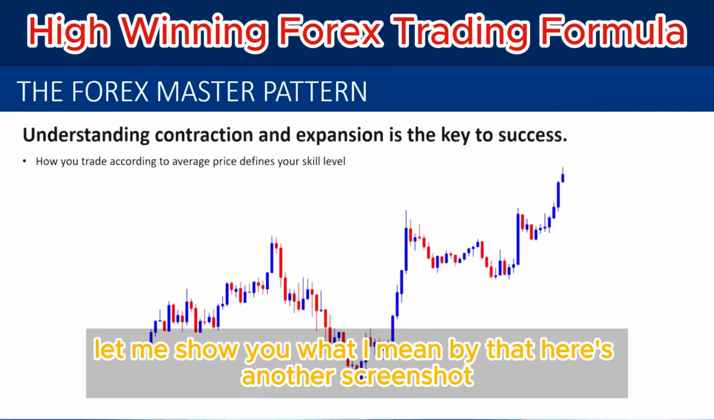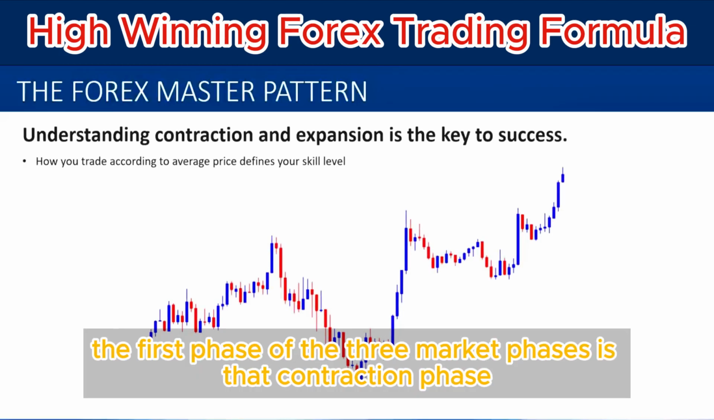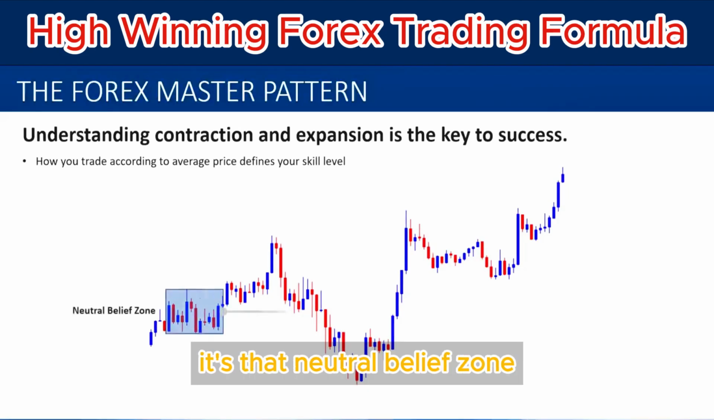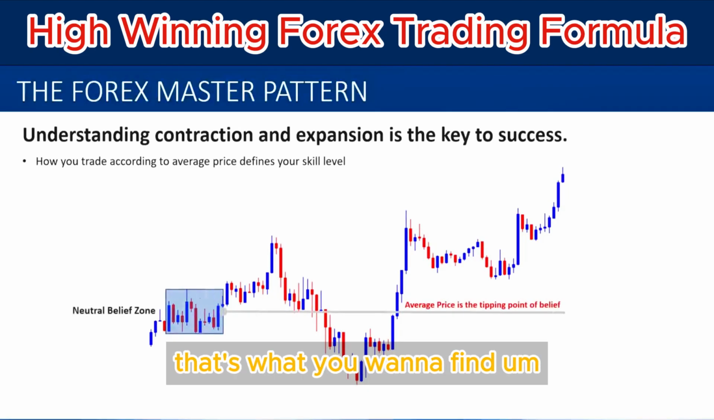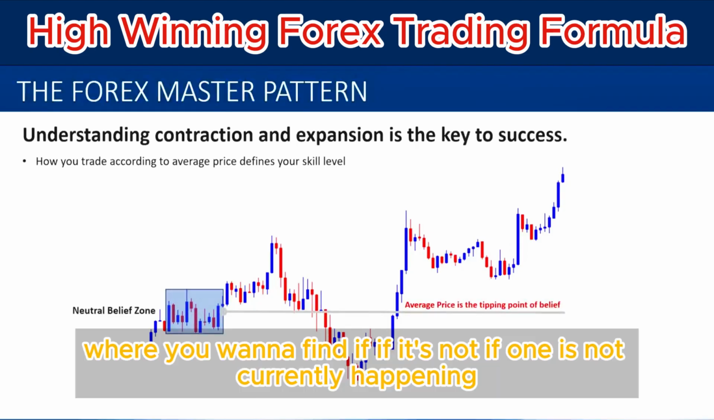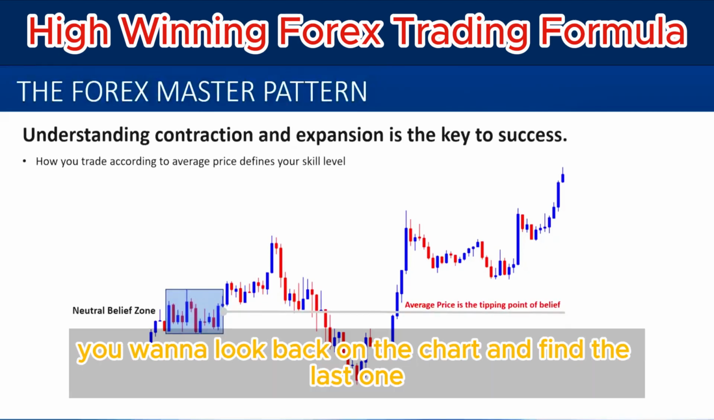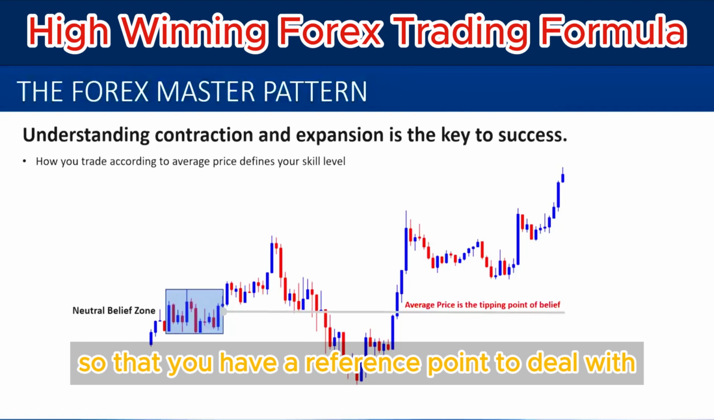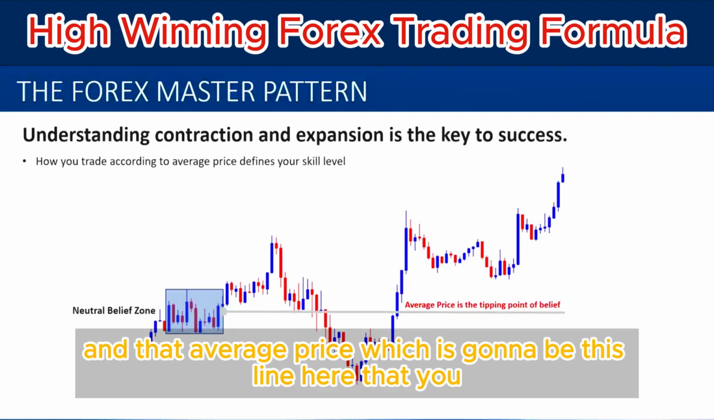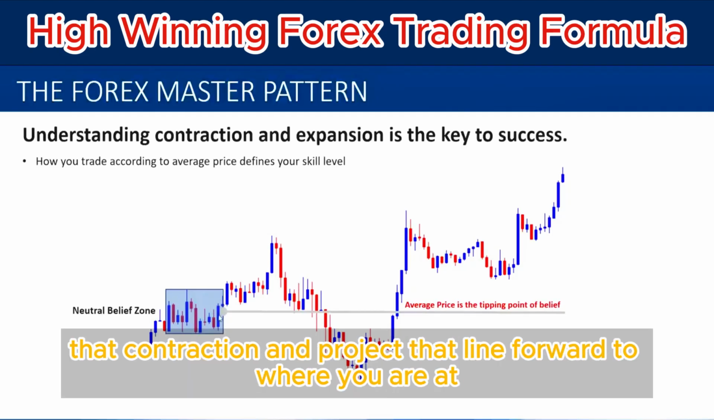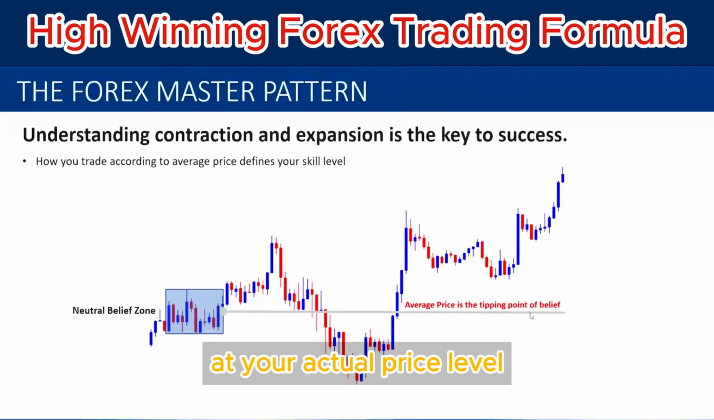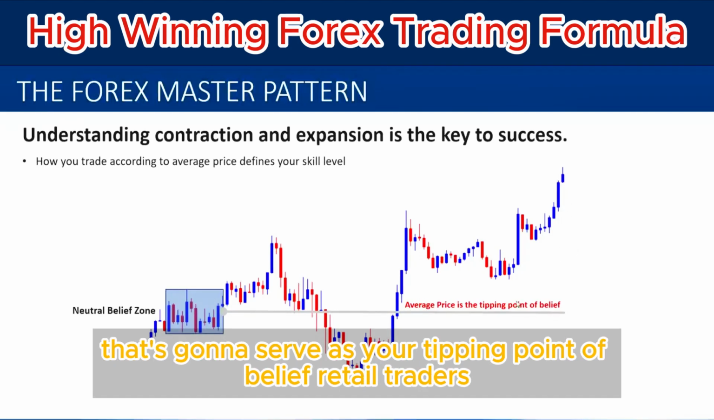Here's another screenshot. And remember, the first phase of the three market phases is that contraction phase. It's that neutral belief zone. That's what you want to find. If one is not currently happening in the very moment that you're trading, you want to look back on the chart and find the last one so that you have a reference point to deal with. And that average price, which is going to be this line here, you're going to want to find the middle of that contraction and project that line forward to where you are at your actual price level. That's going to serve as your tipping point of belief.